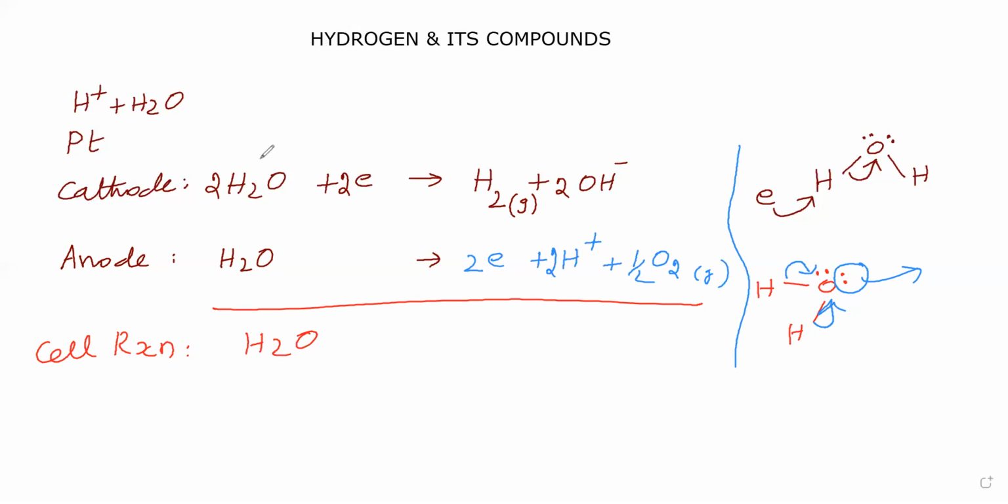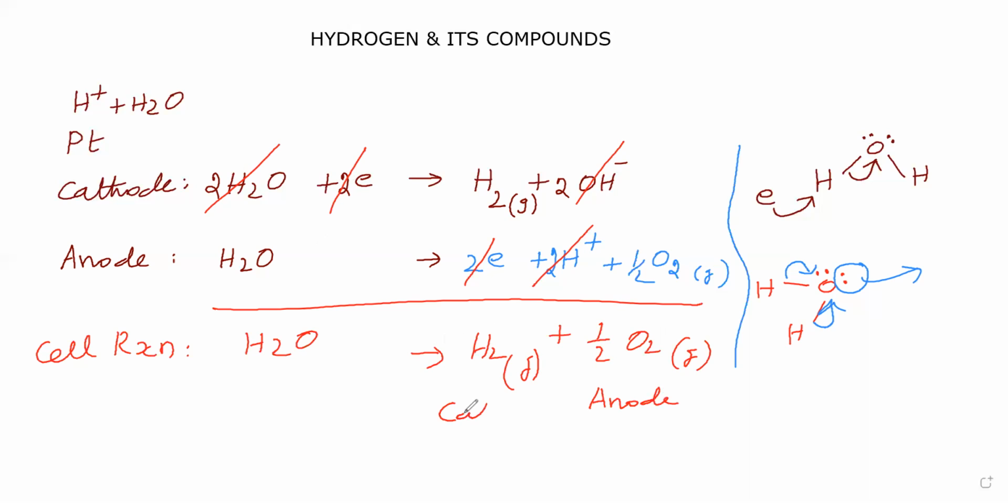Common things I will cancel. Here 2 water molecules, 2OH minus and 2H plus become 2 water molecules. 2H plus and 2OH minus is nothing but 2 water molecules. Here 2 water molecules get cancelled, and 2 electrons get cancelled. Hydrogen gas is obtained at the cathode, and oxygen gas is obtained at the anode. This is the product at the anode, and this is the product at the cathode.